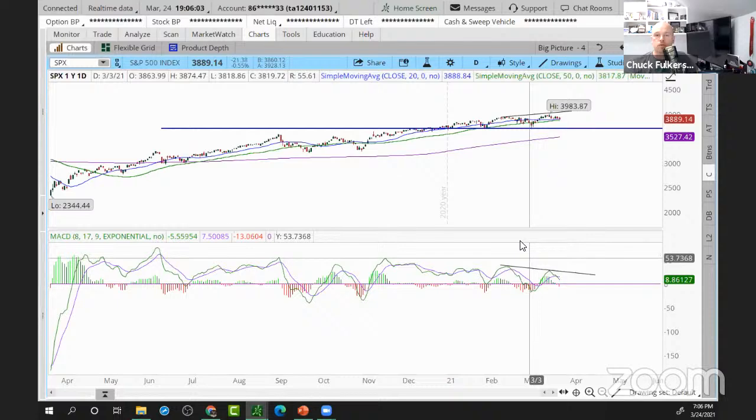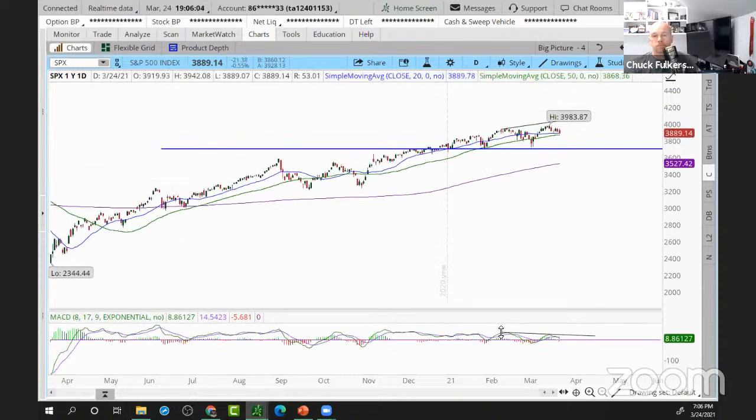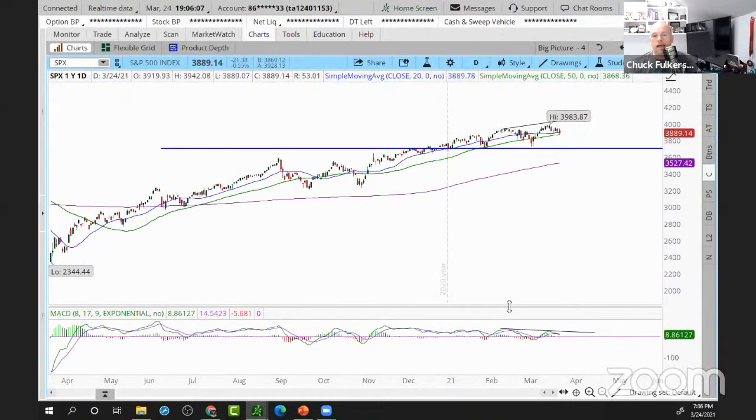I was outside playing catch with my son this afternoon or early evening, and I was trying to show him how to get better at catching a fly ball. I said, you've got to look for the apex. You've got to look for the apex of the fly ball to determine where it's going to come down.